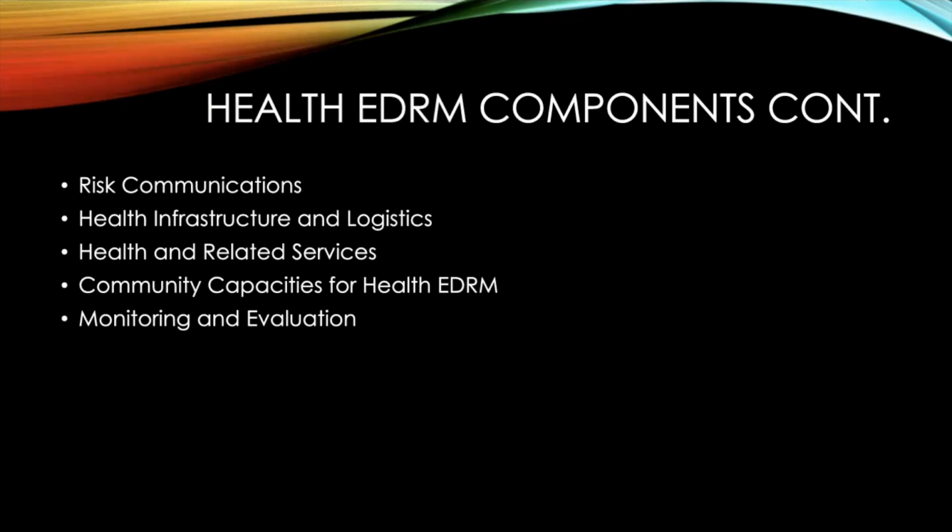Health and related services recognize the wide range of healthcare services and related measures of health EDRM. Community capacities for health EDRM focuses on strengthening local health workforce capacities, inclusive of community-centered planning and action. Monitoring and evaluation includes processes to monitor progress towards meeting health EDRM objectives, including monitoring risks and capacities and evaluating the implementation of strategies, related programs, and activities.